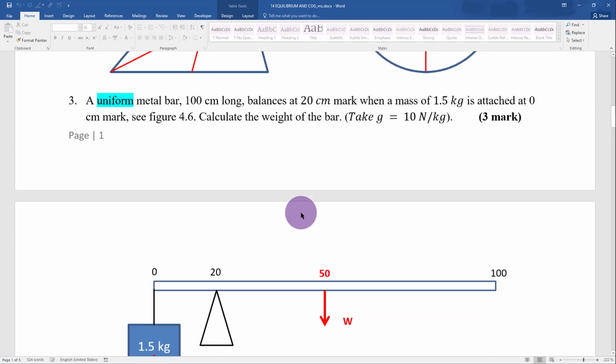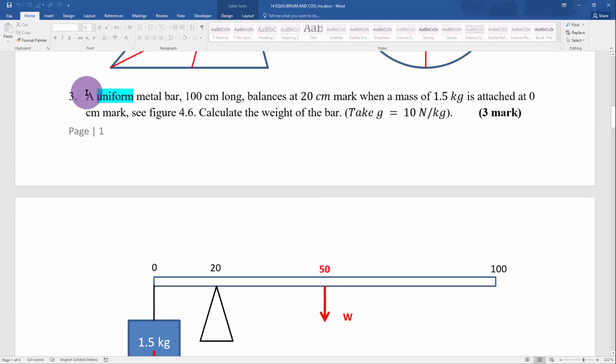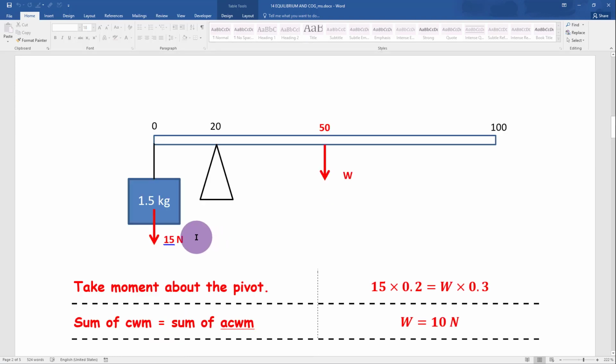Now let's look at question 3. In question 3, we are given that a uniform metal bar 100 centimeters long balances at the 20 centimeter mark when a mass of 1.5 kilograms is attached at the 0 centimeter mark. Calculate the weight of the bar. And many times all students do is to rush and write F1 times D1 equals F2 times D2. You can do that provided you come to the diagram here and identify the forces that you are calling F1 and F2.